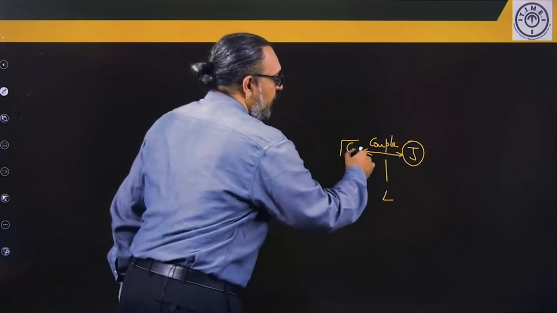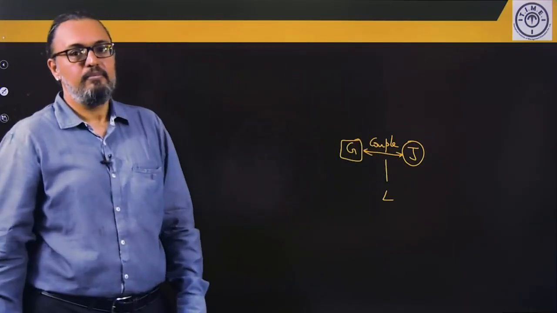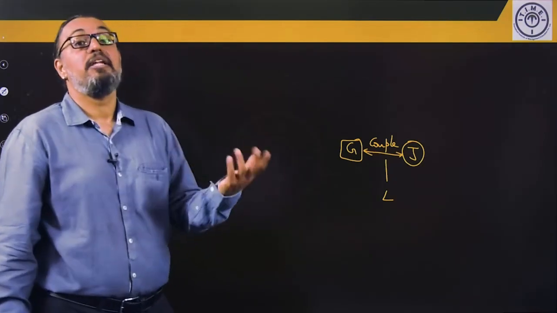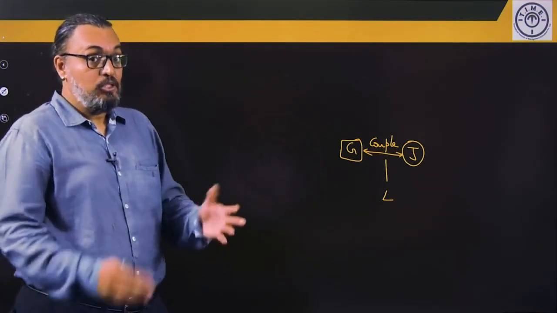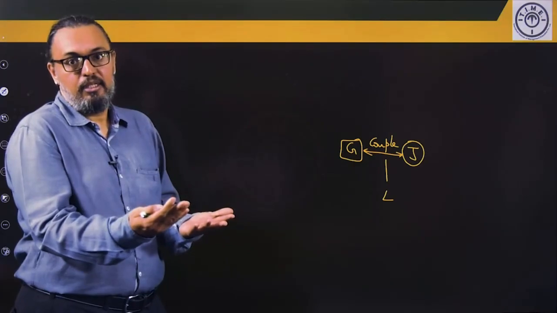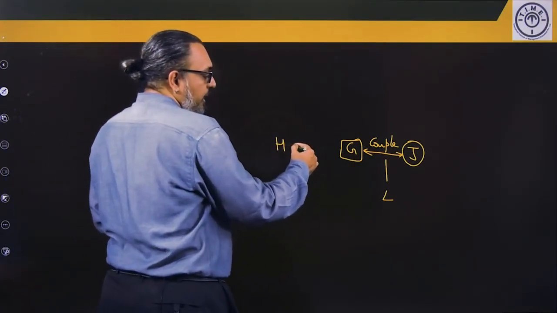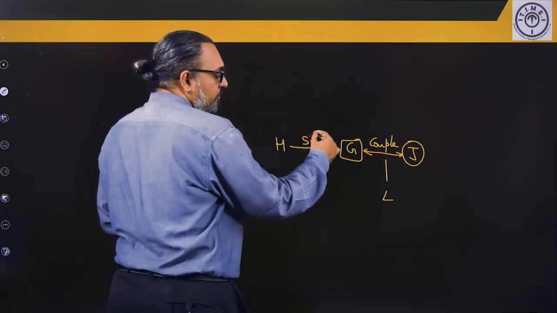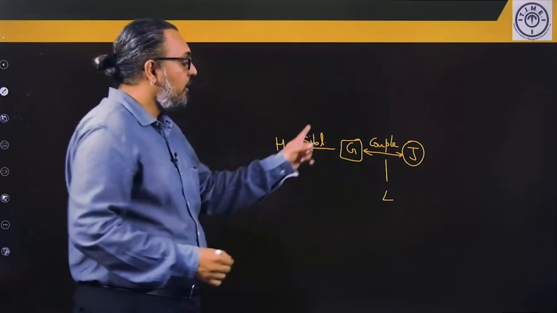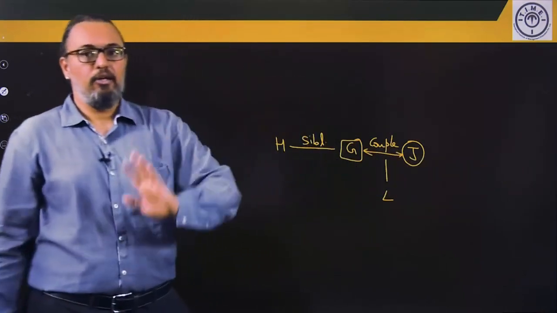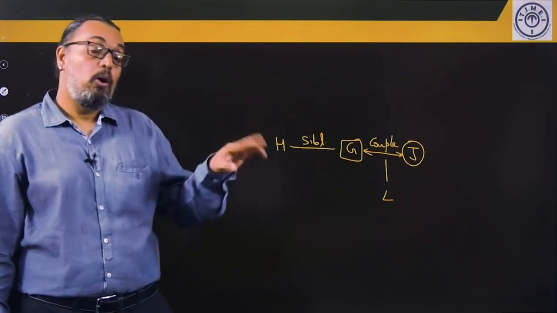So G will be identified as a male. Now J should be a sister-in-law to H. So from H we have to check. Okay. So I can have an H here where H has a brother, and that brother's wife is the sister-in-law, correct?